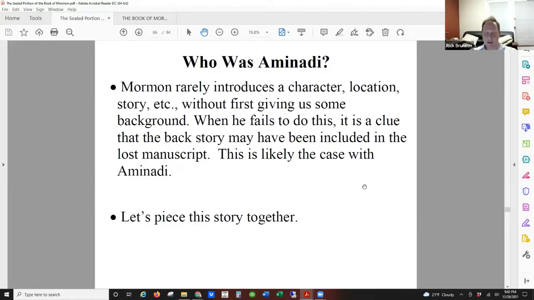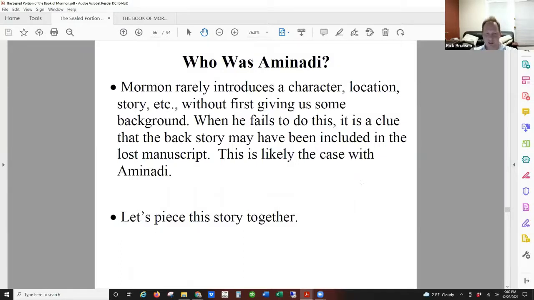So who was this Aminadi? The point I want to make here is that Mormon rarely introduces a character, a location, a story, etc., without first giving us some background. So when he fails to do this, it is a clue that the backstory may have been included in the lost manuscripts. And this is likely the case with Aminadi.